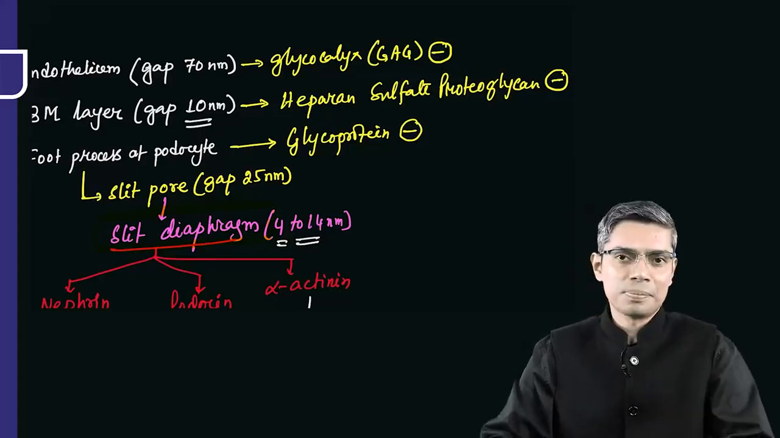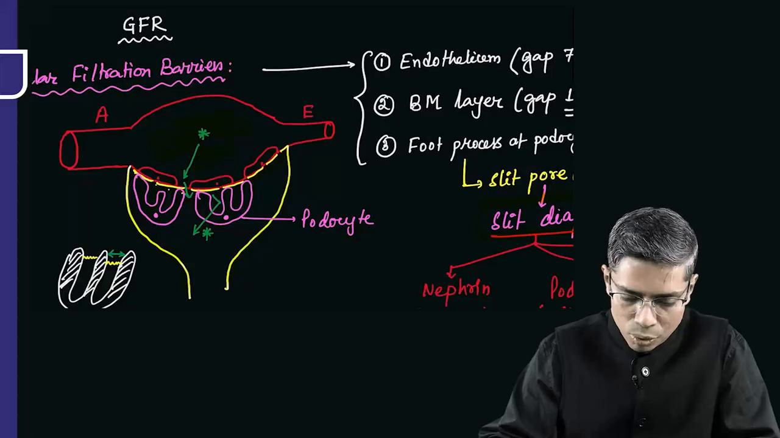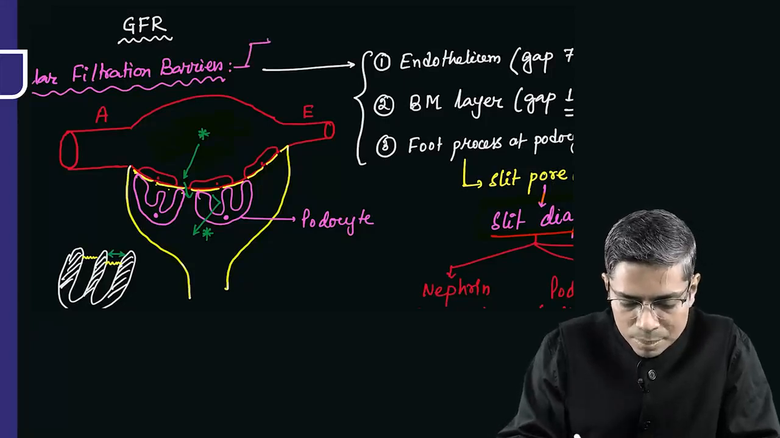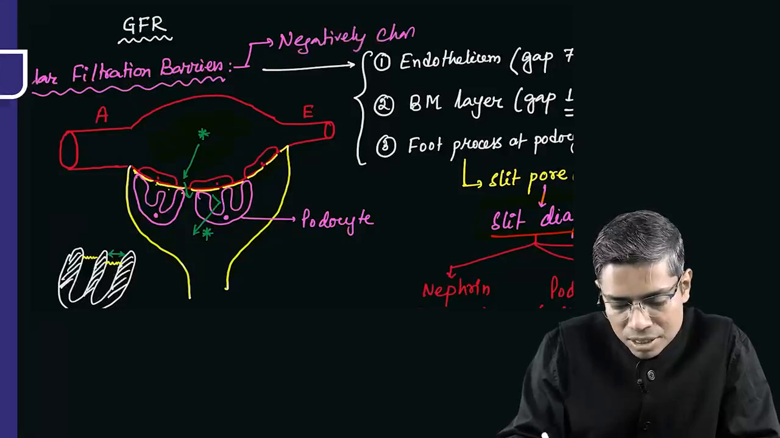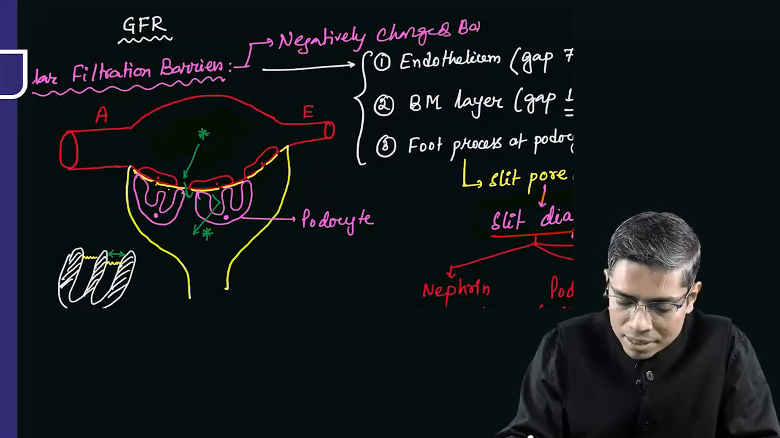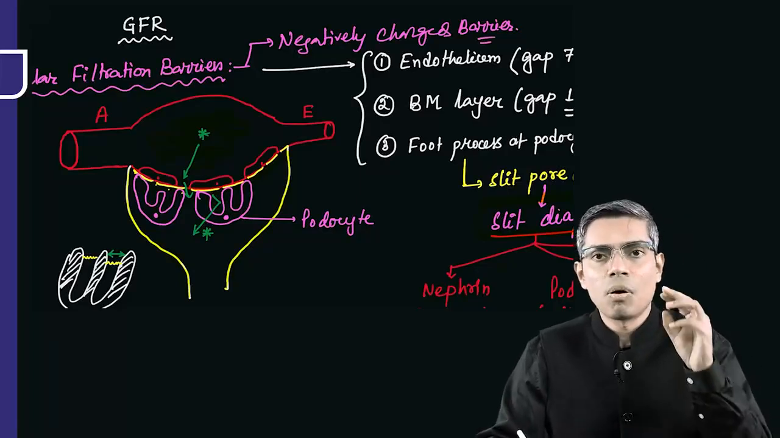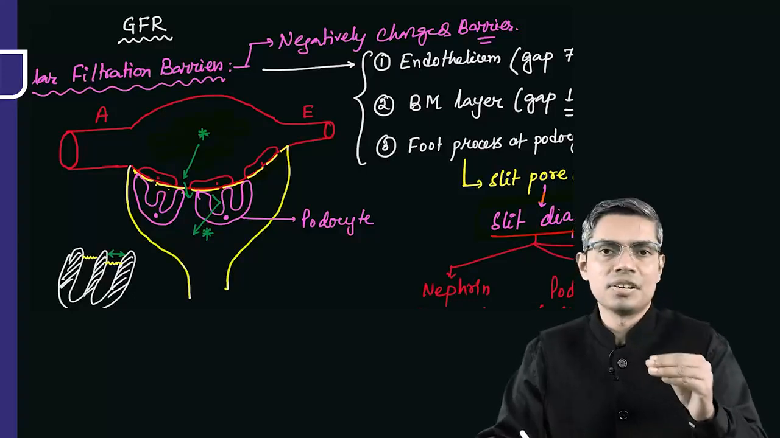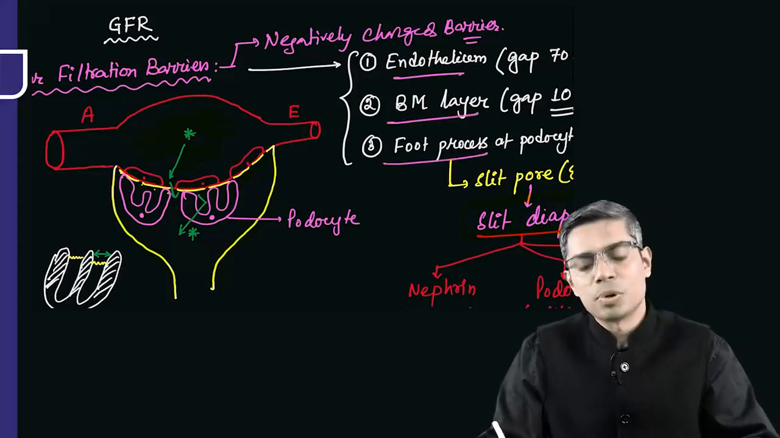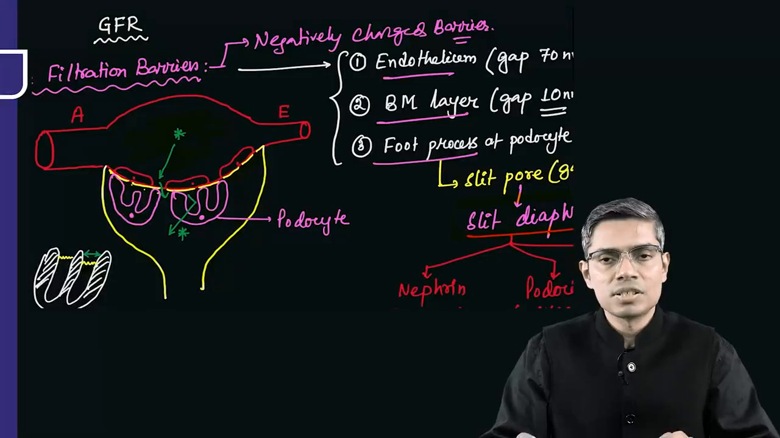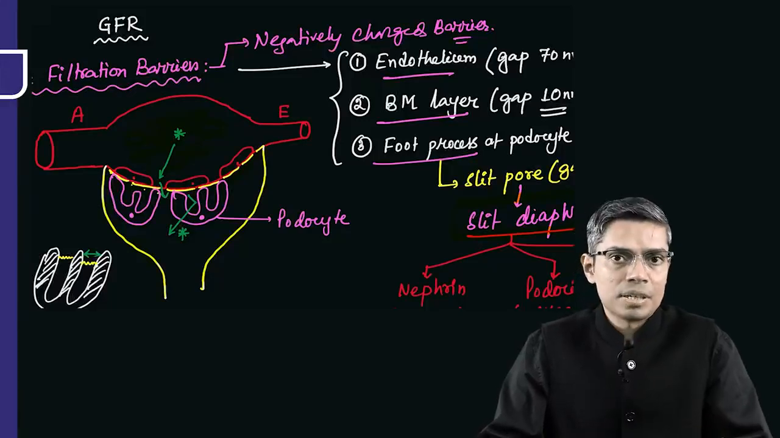So now if I ask you which kind of charge the glomerular filtration barrier contains, all of you know this information, that this barrier is a negatively charged barrier. Okay, and the negative charge is present in all three layers of this filtration barrier. Not only the endothelium cell, not only the basement membrane, the foot process of podocyte also contains negatively charged substances, right? So this is all about the glomerular filtration barrier.